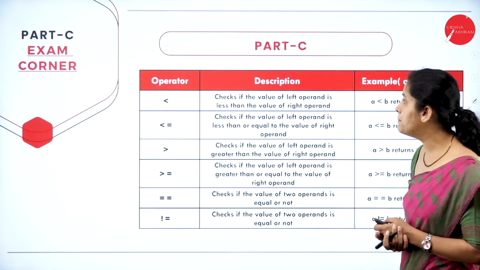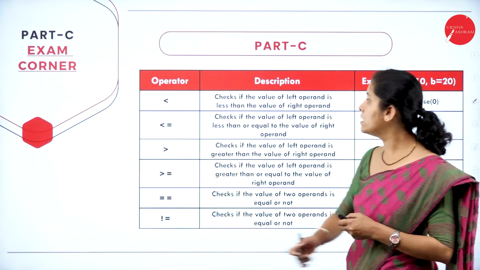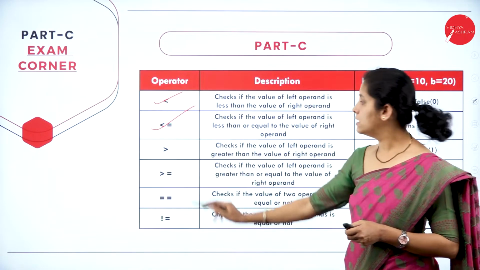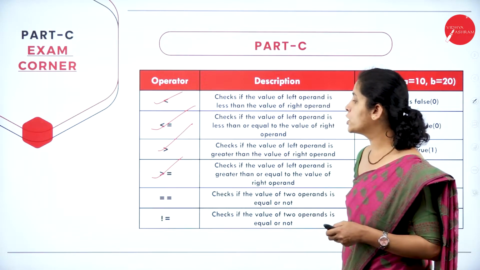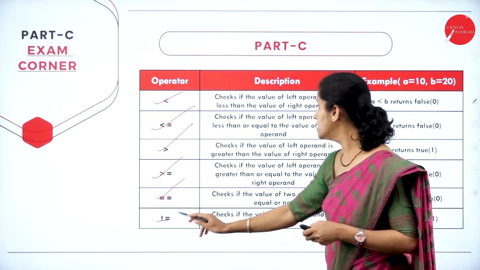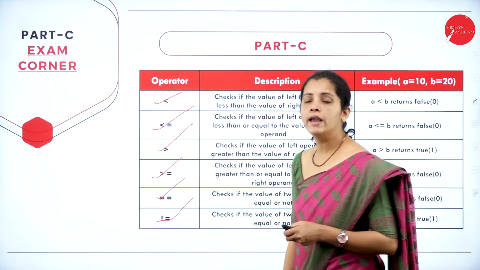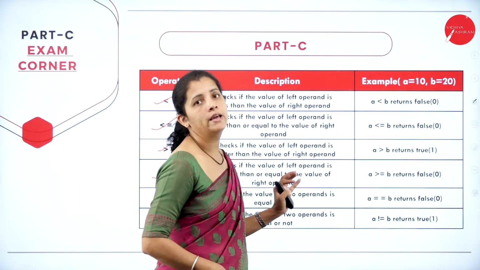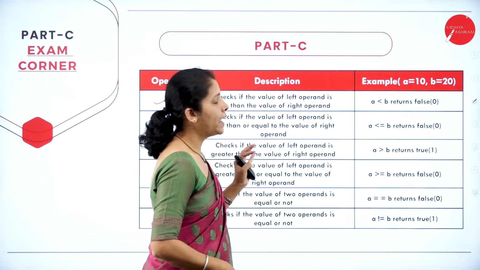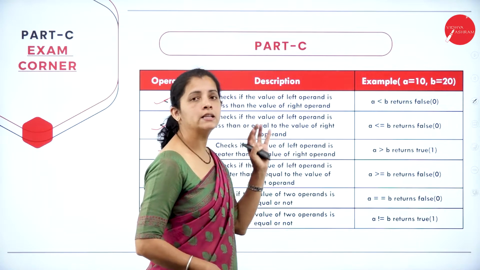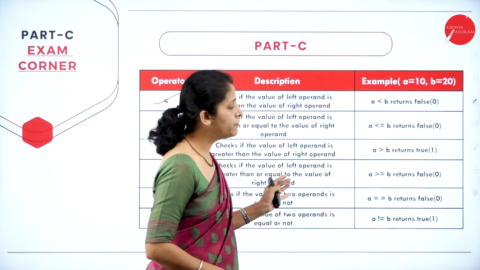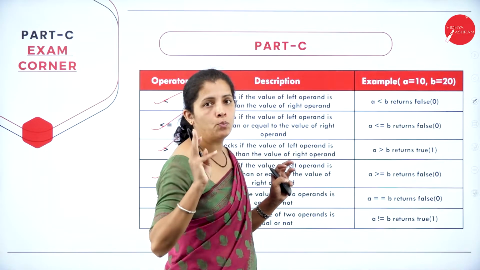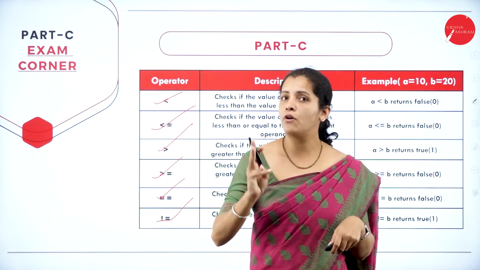Some examples of relational operators are greater than or equal, less than or equal, comparison, and not equal. And where am I going to write all those relational operators? In my if condition. If A greater than B, or A greater than or equal to B, or if A not equal to B. When I write like this, I'm going to get two possibilities, that is true as well as false.